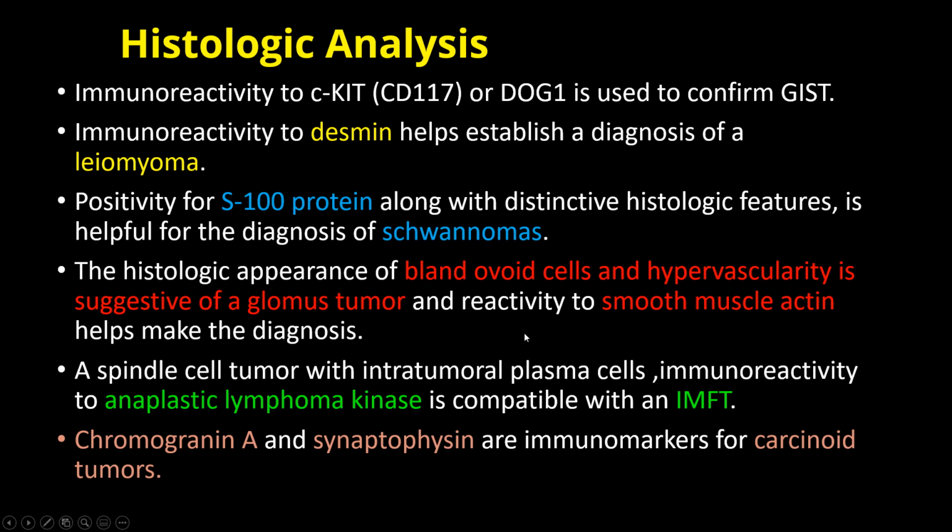The histological appearance of bland ovoid cells and hypervascularity is suggestive of glomus tumor, along with smooth muscle actin positivity. A spindle cell tumor with intratumoral plasma cells and immunoreactivity to anaplastic lymphoma kinase is compatible with the diagnosis of inflammatory myofibroblastic tumor. And chromogranin A or synaptophysin are the immunomarkers for carcinoid tumors. So these are the histological and immunohistochemical markers you should keep in mind before coming to the diagnosis of GIST.